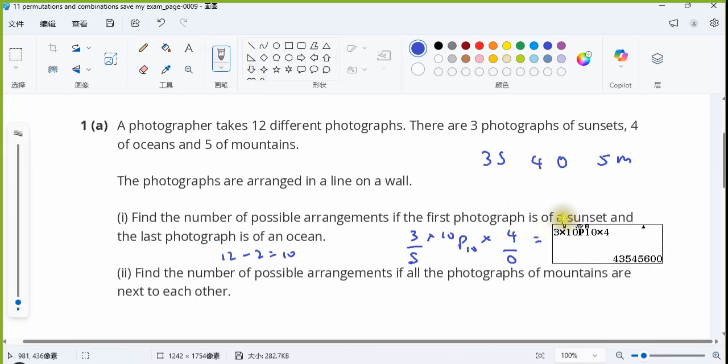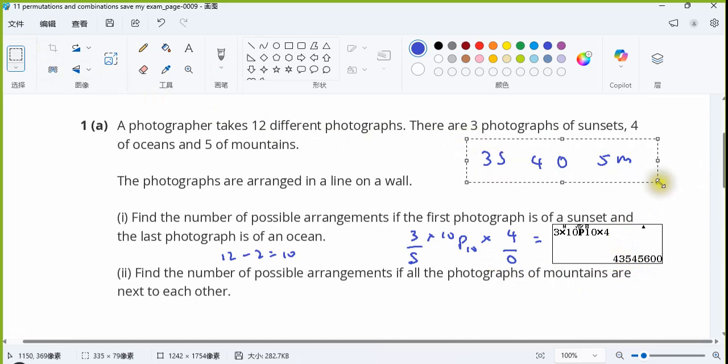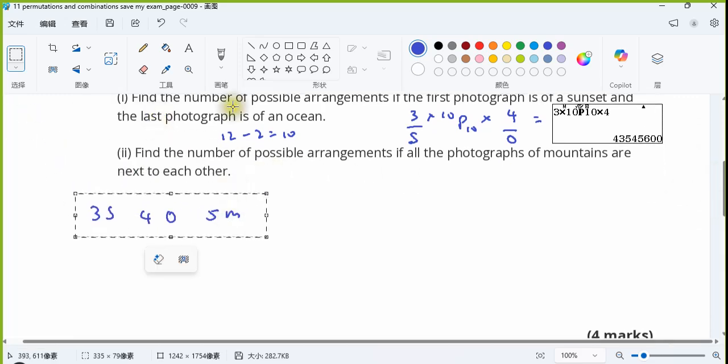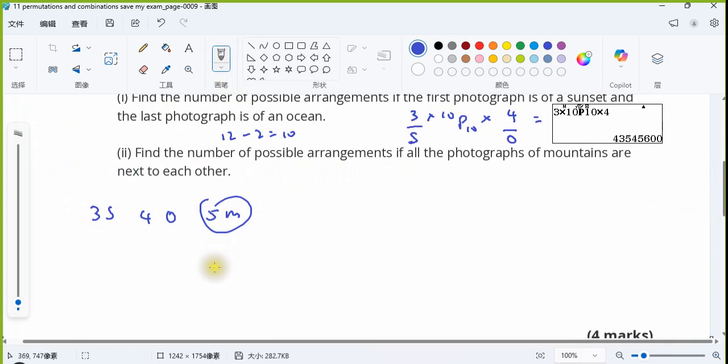43545600. Okay. Find the number of possible arrangements if all the photographs of mountain are next to each other. So all the mountain next to each other. Okay, so this one as one. And then this we have one, two, three, four. This is one, two, three. So we will become 8 here.